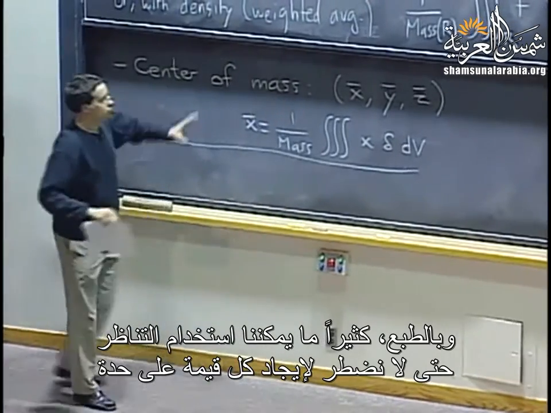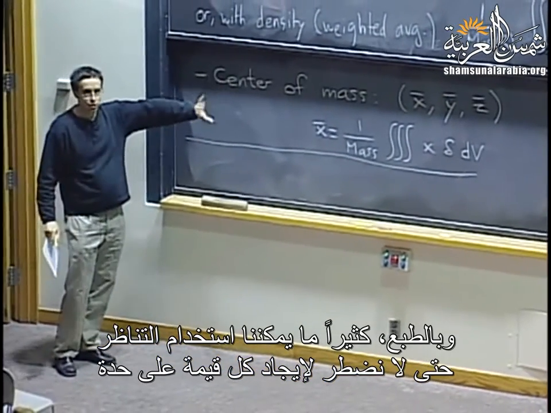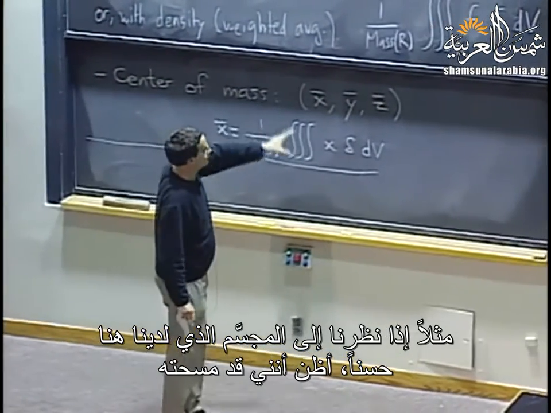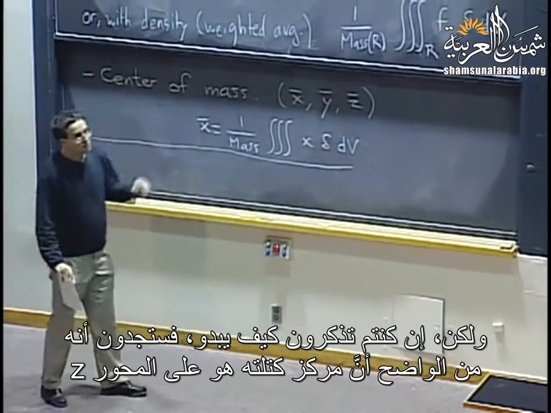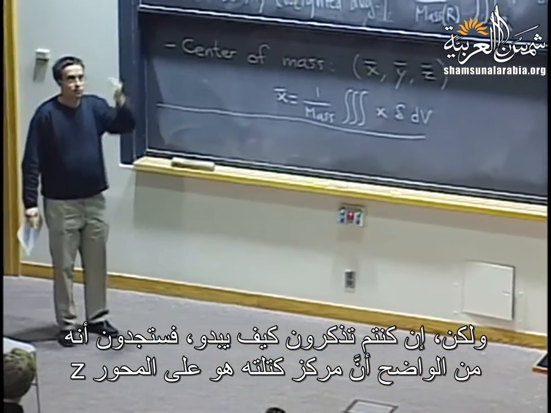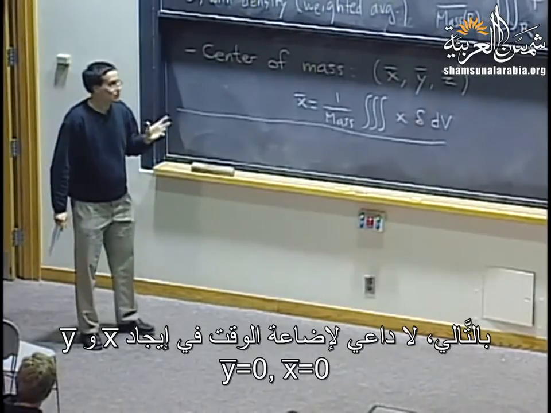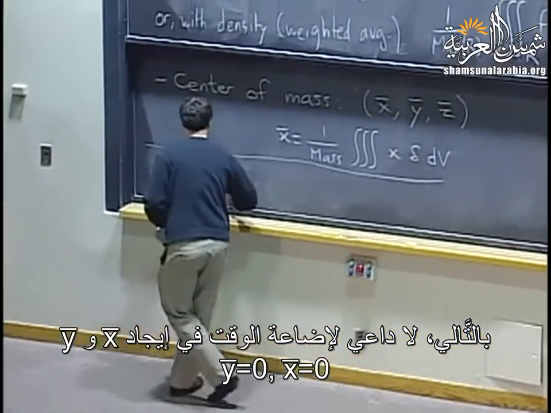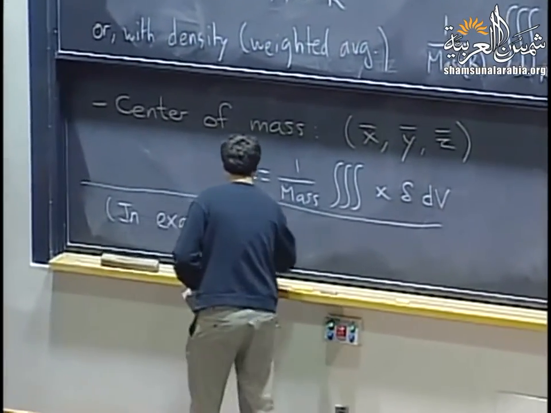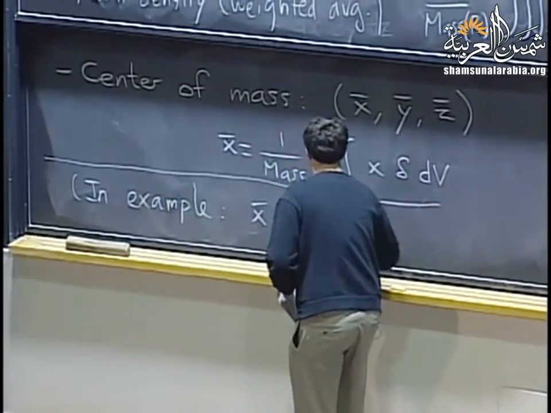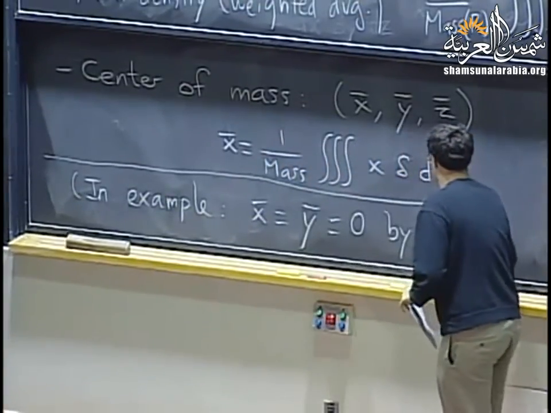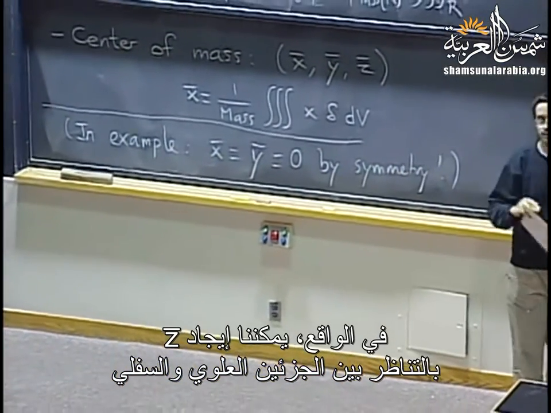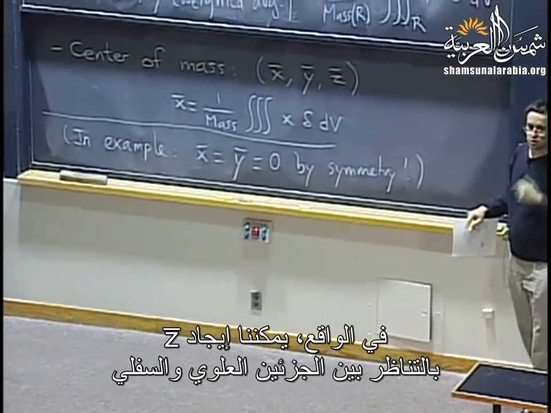And of course, very often you can use symmetry to not have to compute all 3 of them. For example, if you look at this solid that we had, well, I guess I've erased it now. But if you remember what it looked like, it was pretty obvious that the center of mass would be on the z-axis. So no need to waste time computing x bar and y bar. And in fact, you could also find z bar by symmetry between the top and bottom. I'll let you figure that out.